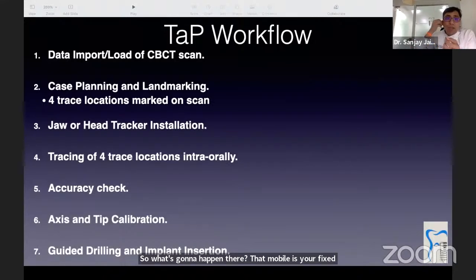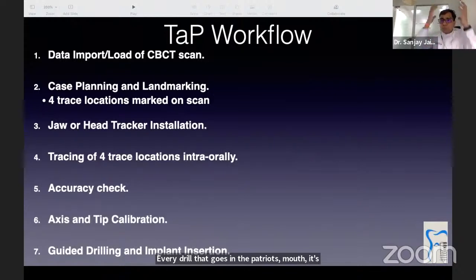And that is what is to be done here in navigation. You need to have 4 anatomical areas which become a fixed reference point. Based on that, every drill that goes in the patient's mouth is calibrated and the reference is then seen on the screen in real time.